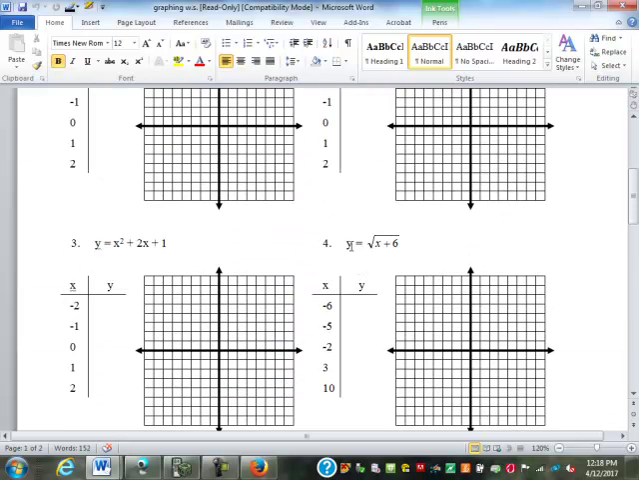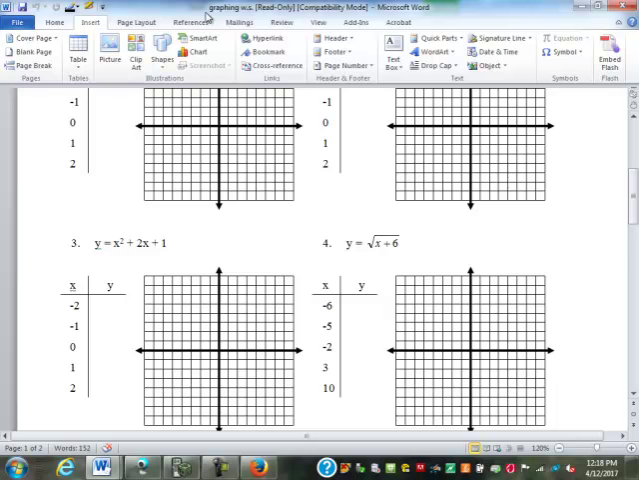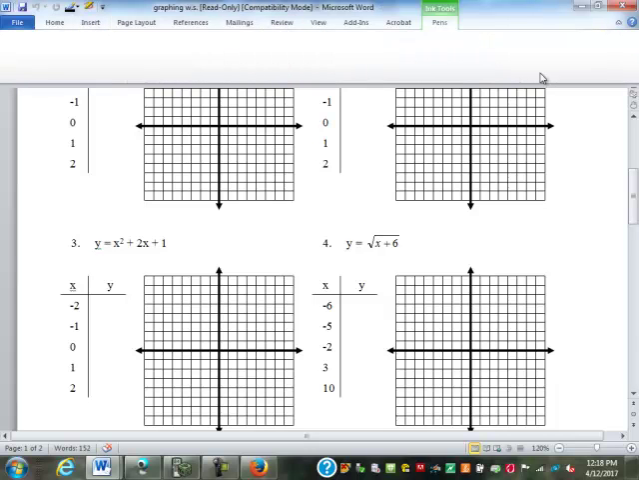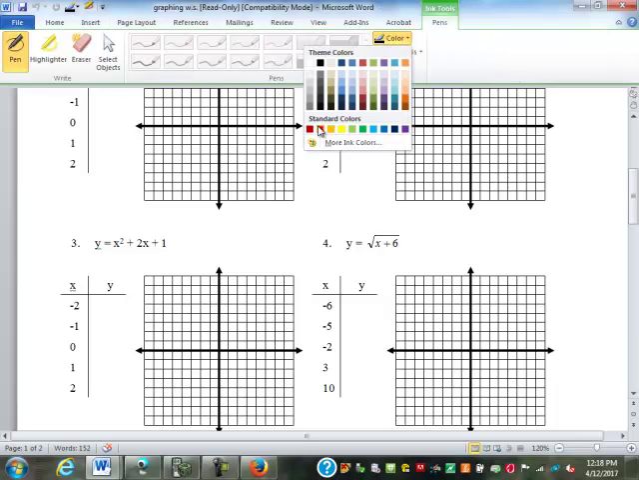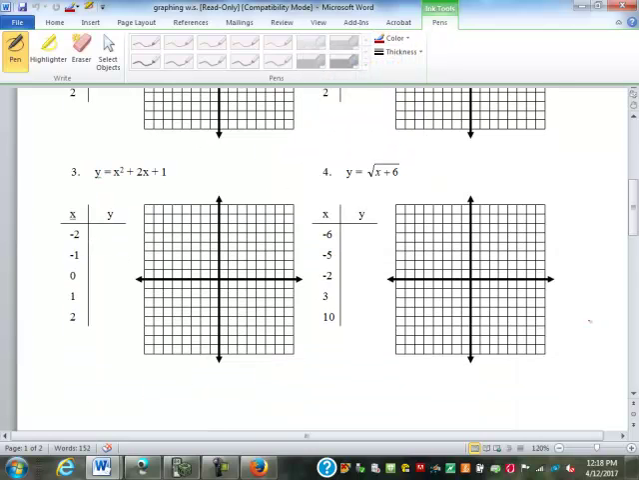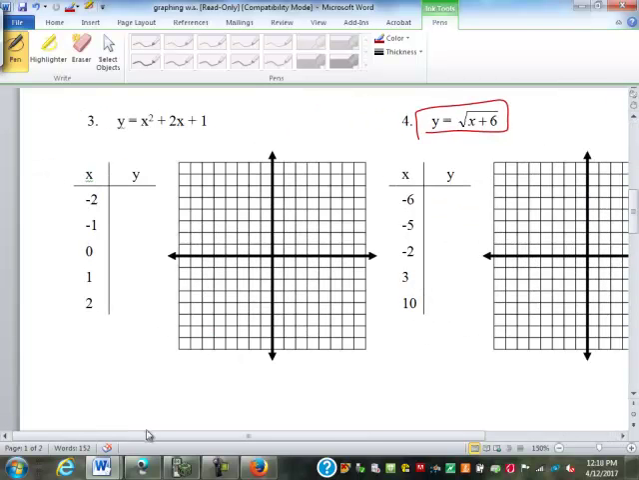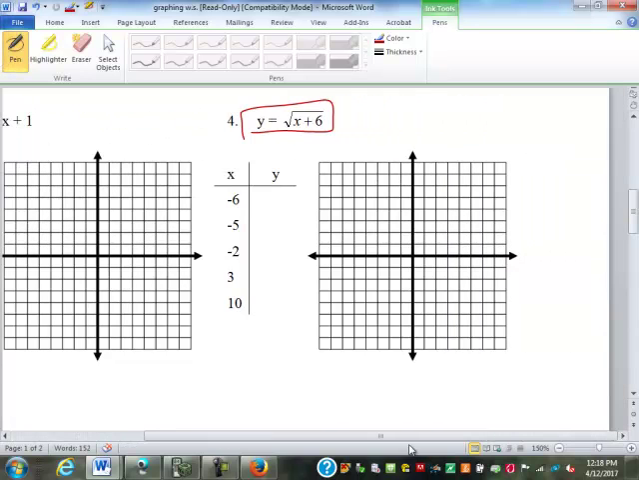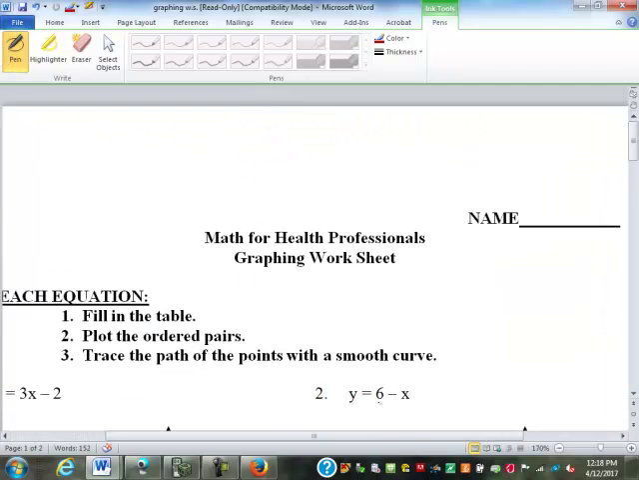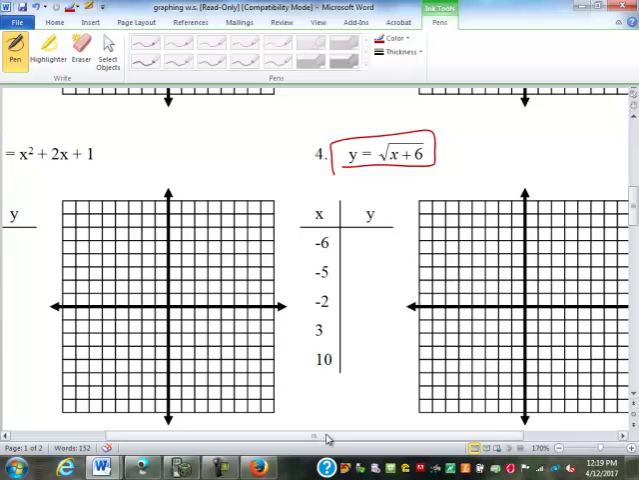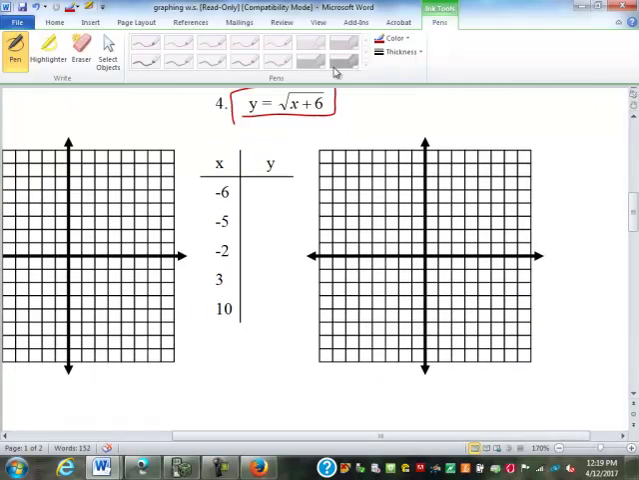I want to do number 4 with you here, just because it's kind of a different problem, and it introduces us to a concept I'd like to talk about. So for number 4, y equals the square root of x plus 6. I'm going to zoom in on this a little bit more. There we go, a little bit bigger to look at.